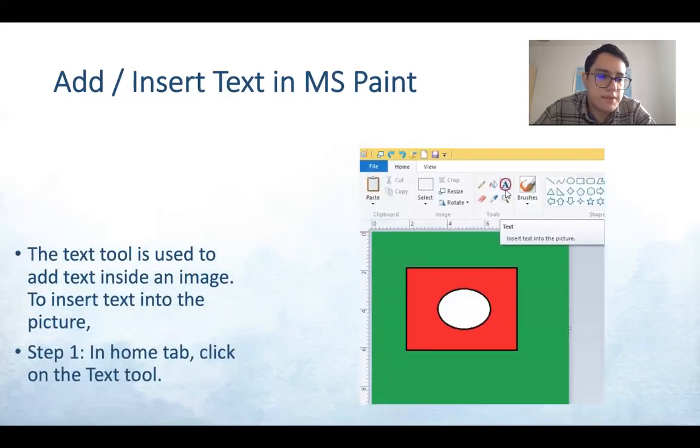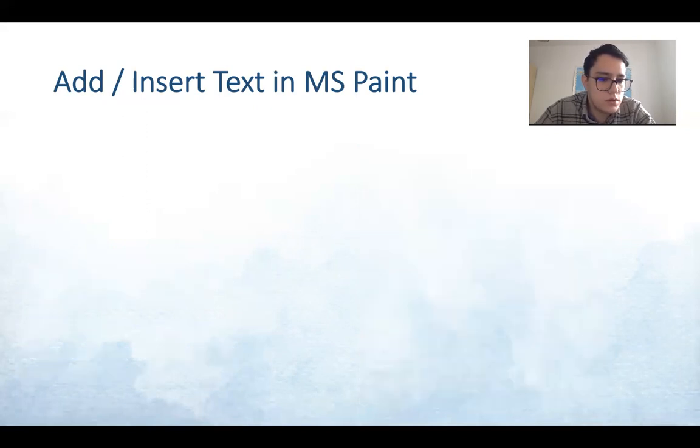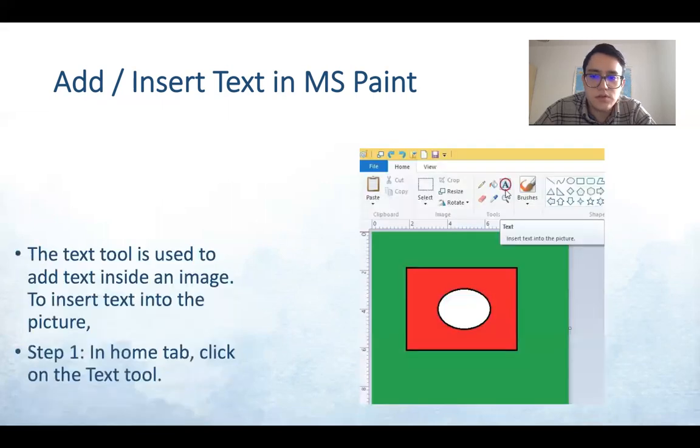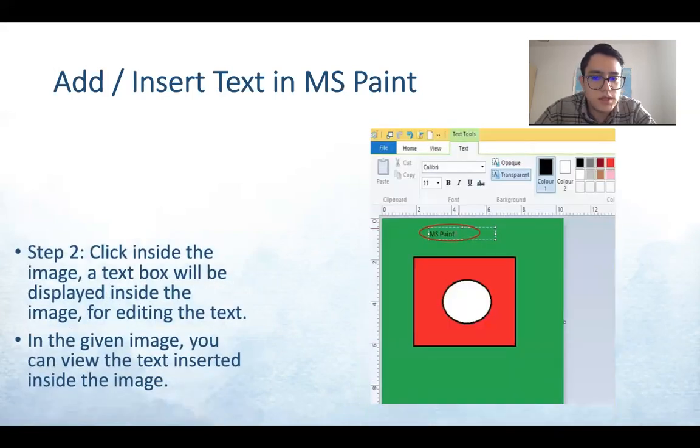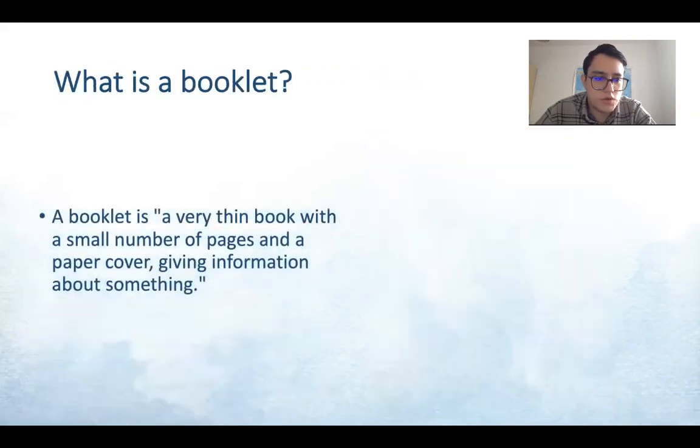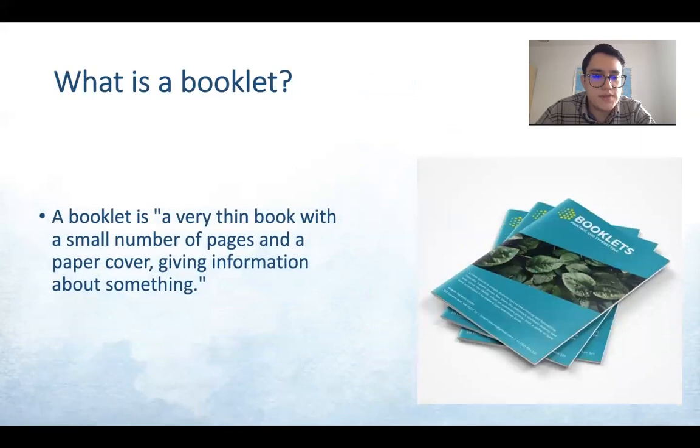Next, we have MS Paint. So the text tool is used to add text inside an image and to insert into the picture if you need to. So it's very easy. You just go to the text tool here, if you remember. And then you can click inside your screen and just edit your text and just type in what you need to write.